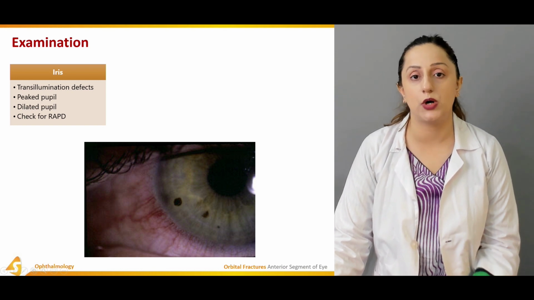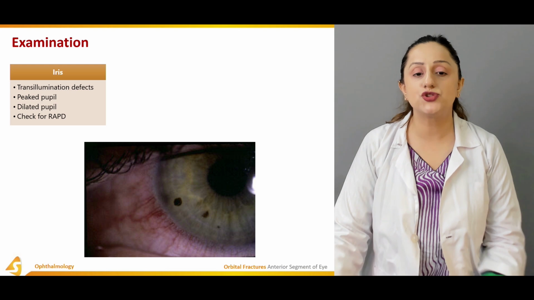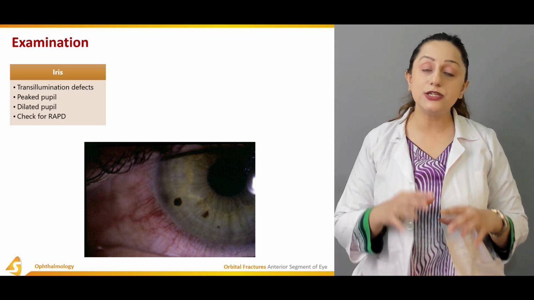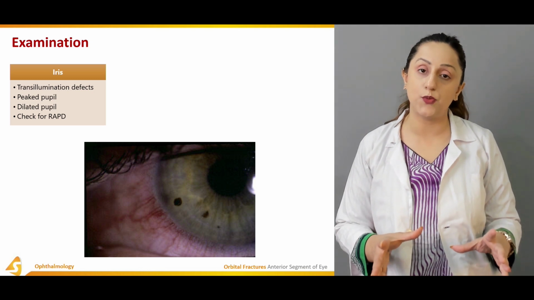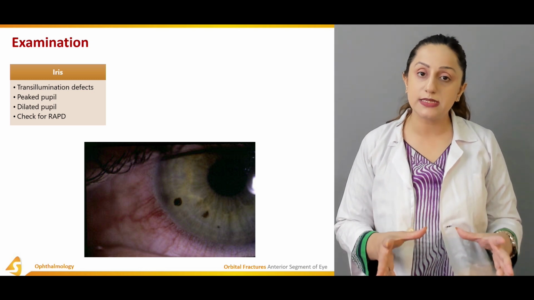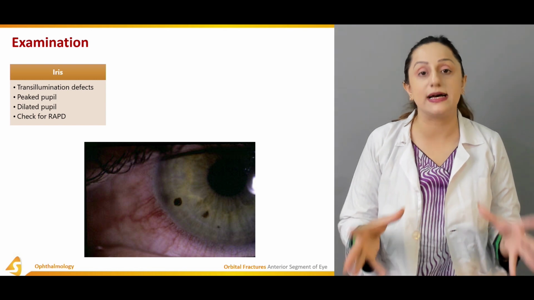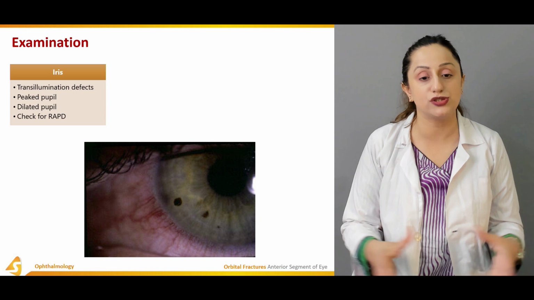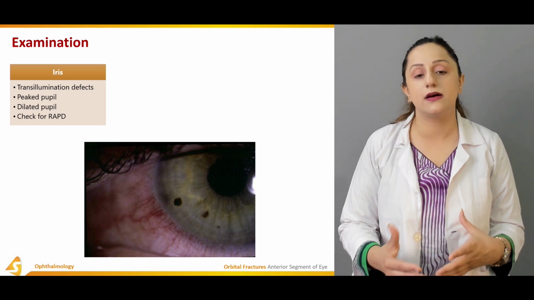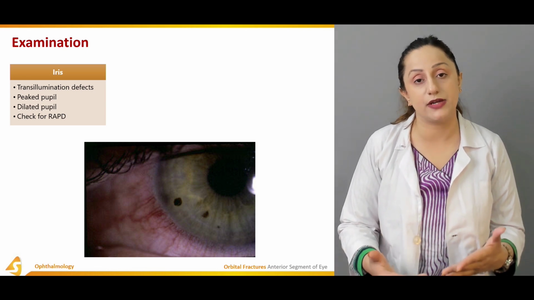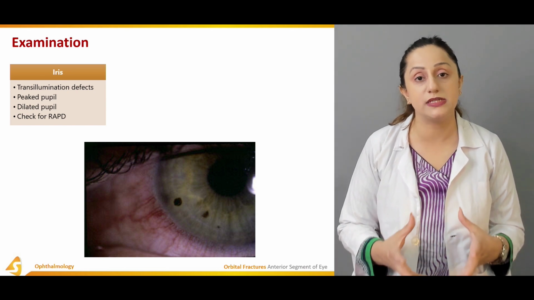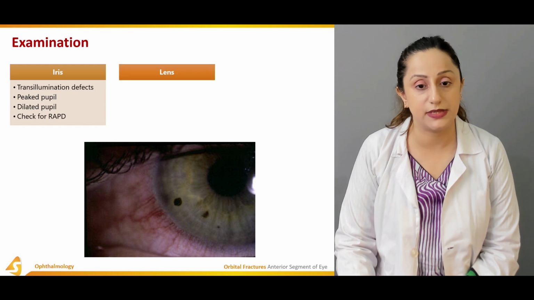Obviously, it's going to be upon the slit lamp examination. The transillumination defects are very important over here. Then any distortion of the iris is again very important. The peaked pupils, the dilated pupils, what we call mydriasis or an abnormal mydriasis in a patient, and checking the reflexes is again very important. The pupillary defects have to be detected over here by the RAPDs.